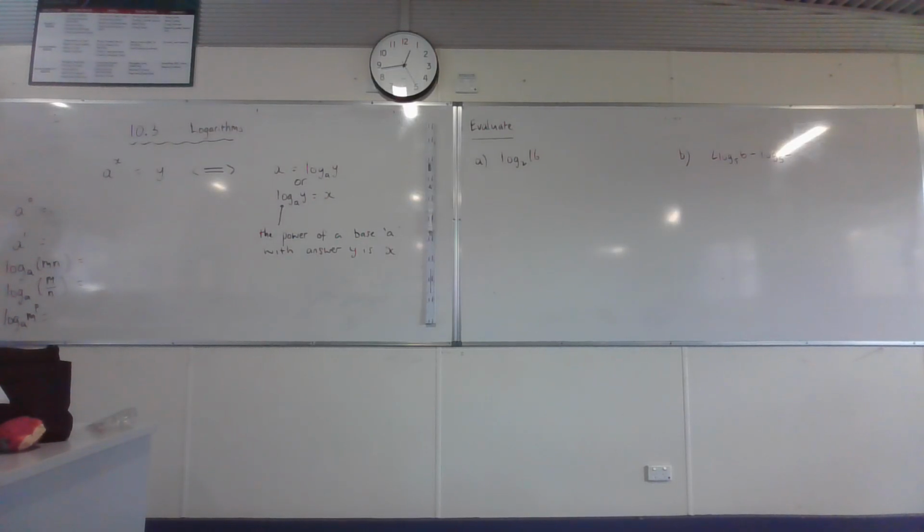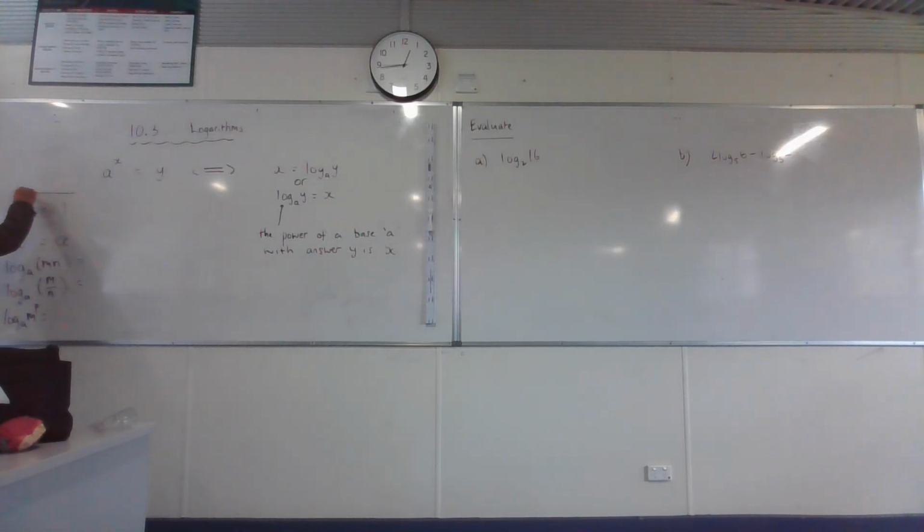A to the power of 0. What's that? It's 1, okay? A to the power of 0 is 1. What's A to the power of 1? A. Okay. So what are we trying to do here?